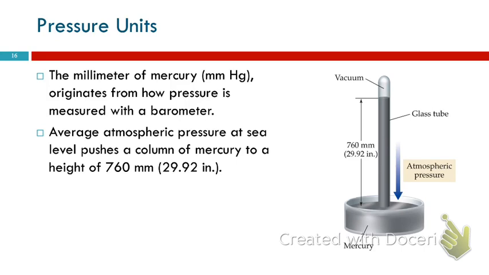Another unit is a millimeter of mercury, which sounds like a weird pressure unit. Millimeter is a unit of length, right? And mercury is an element. So how can a length of an element be a unit of pressure? Well, this unit comes from the original barometer, which was something like this.